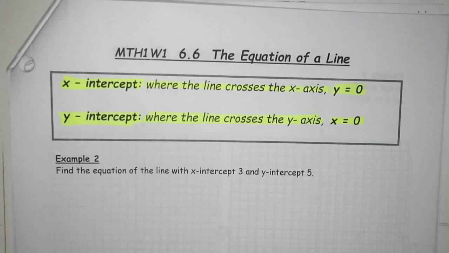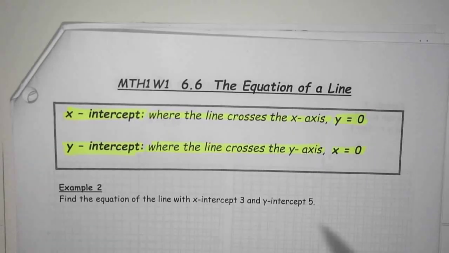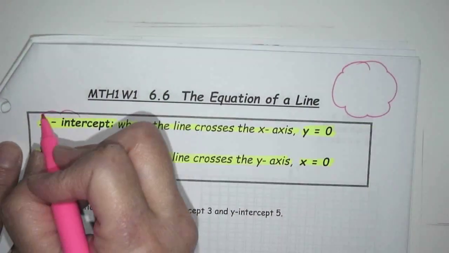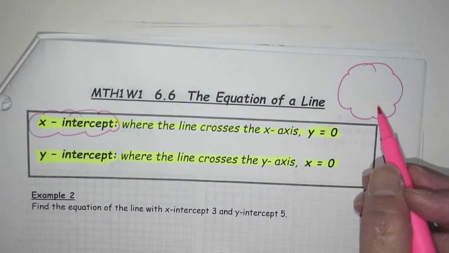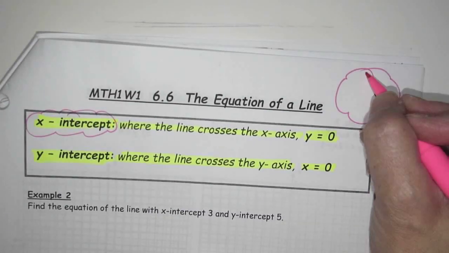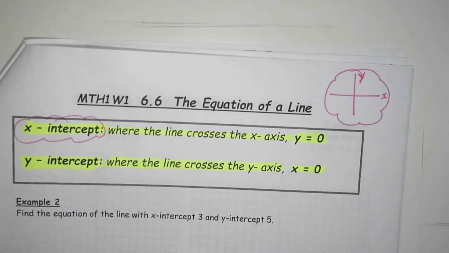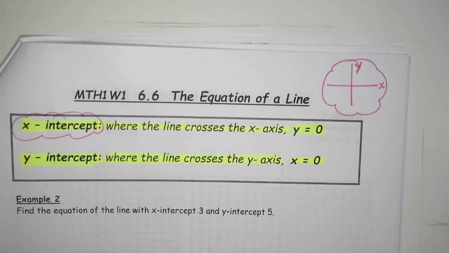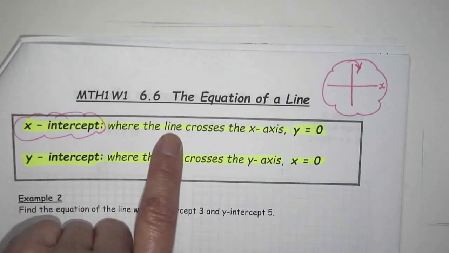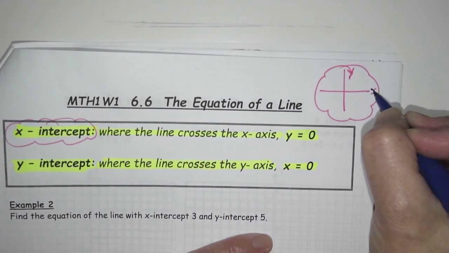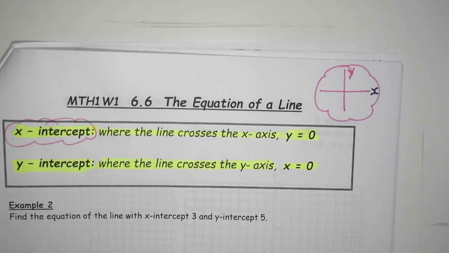When I look at that, I'm going to draw this on the side just so you can picture it. For the x-intercept, I'm going to draw it over here. If I have my x and y axis, this is x and this is y. An x-intercept is where the line crosses the x-axis. So this is my x-axis, and I want the line crossing the x-axis. That is where it crosses the x-axis.